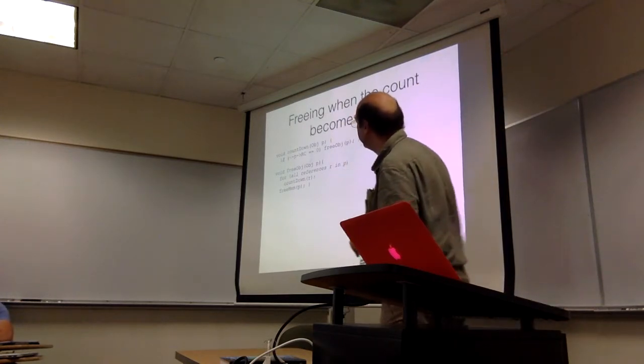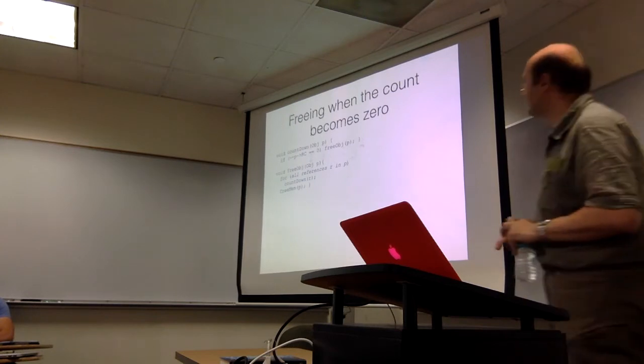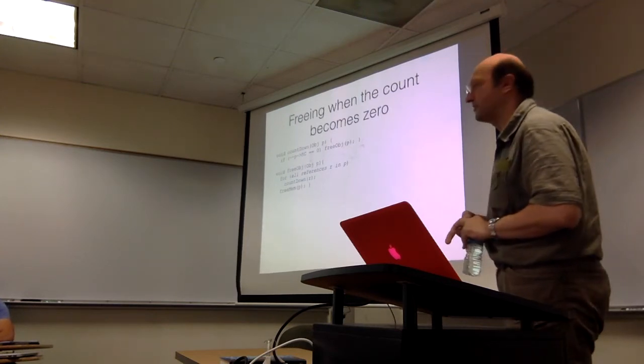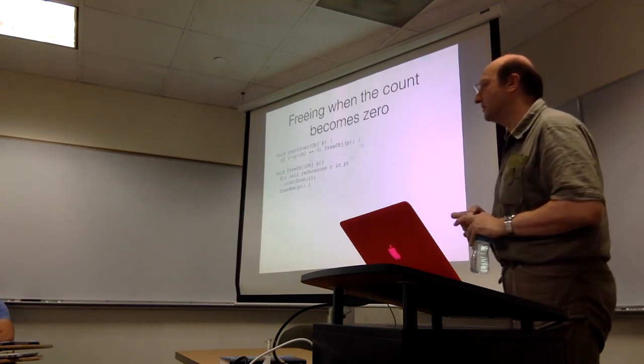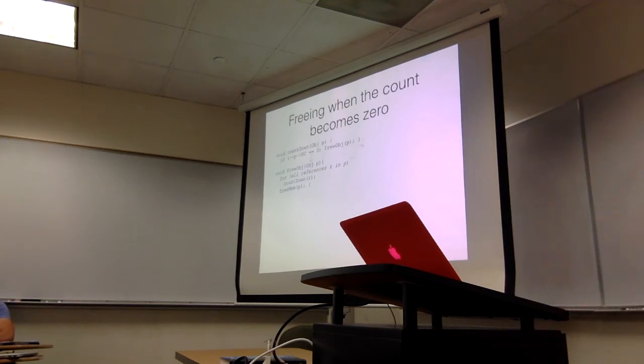Here's the freeing code. Can anyone see a possible downside of this implementation? Think about what happens when I have a large structure, like a tree, and the pointer to the head of the tree falls to 0. What's going to happen? Well, you have a couple of problems.